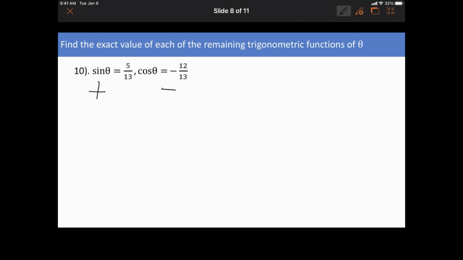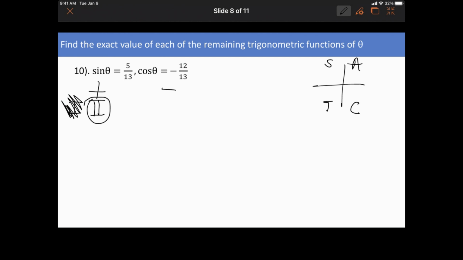So what quadrant is that in? Okay, all students take calculus. So sine is positive in the first and the second, and cosine's going to be negative, so it can't be the first because everything's positive. If it was in the first, cosine would be positive too, but it's not.